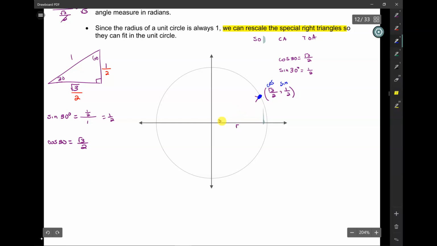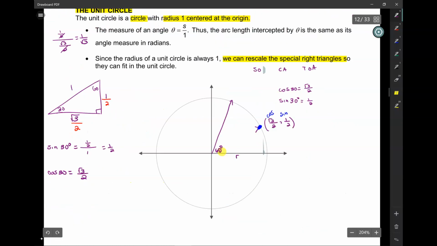Why can't I erase that? Okay, it won't go away. Okay, suppose now I have a 60-degree angle. Okay, 60 degrees, one sec.